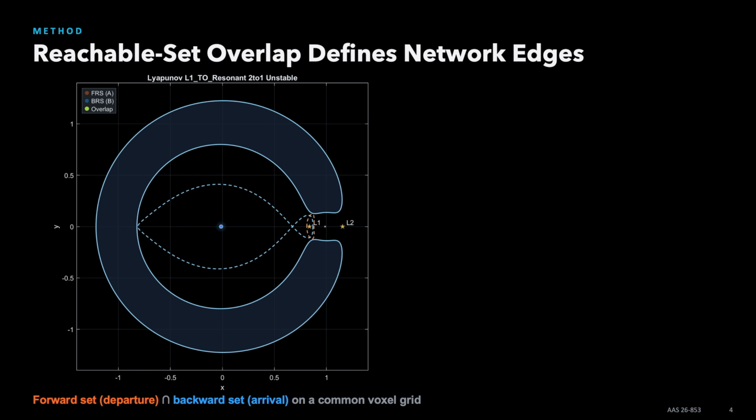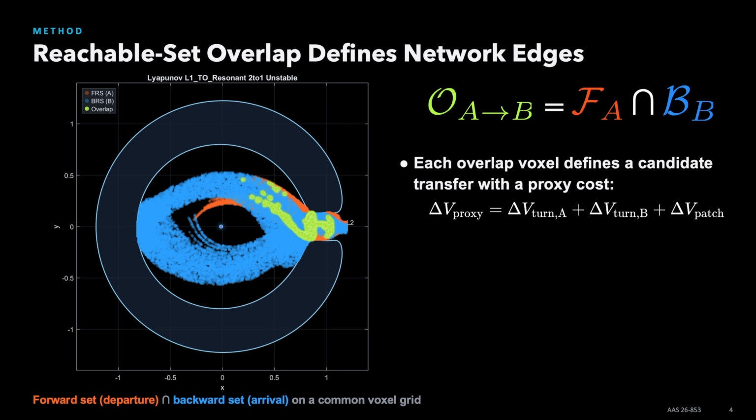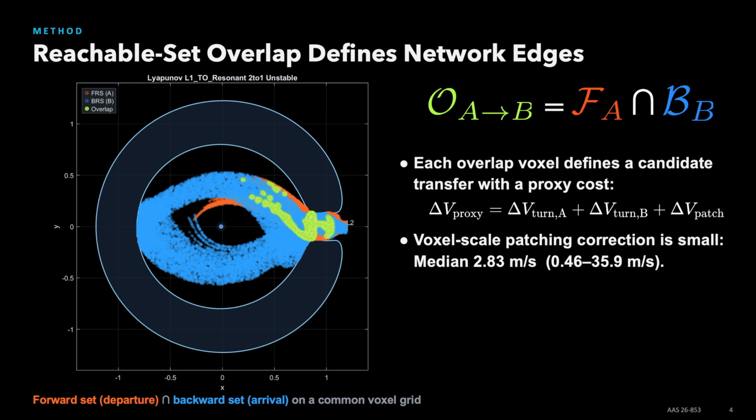A candidate transfer from orbit A to orbit B exists whenever A's forward reachable set overlaps B's backward reachable set on a common voxel grid. Each overlap voxel provides a pair of candidate trajectory arcs. We assign it an approximate maneuver cost, a proxy cost, that involves the turn departing orbit A, the turn getting into orbit B, and then the patch point, which is a small voxel-scale patching that's usually just a few meters per second. It's not dominant in the cost.